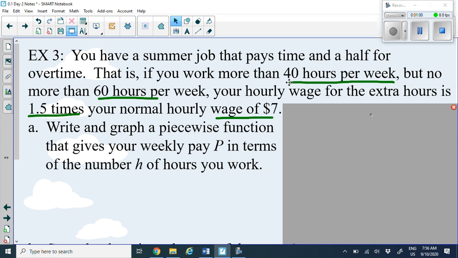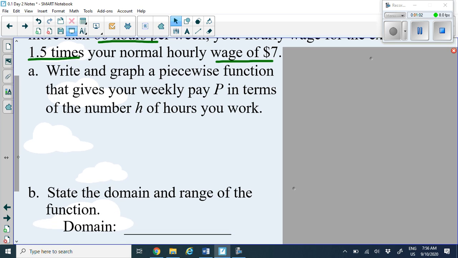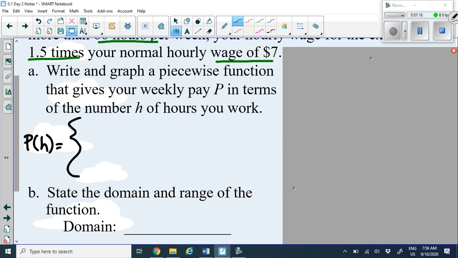Okay. So I'm going to set up our function notation here. We do have to use the variables they give to us. So we are going to have P of H equals. P represents pay, and H represents the hours that you work.